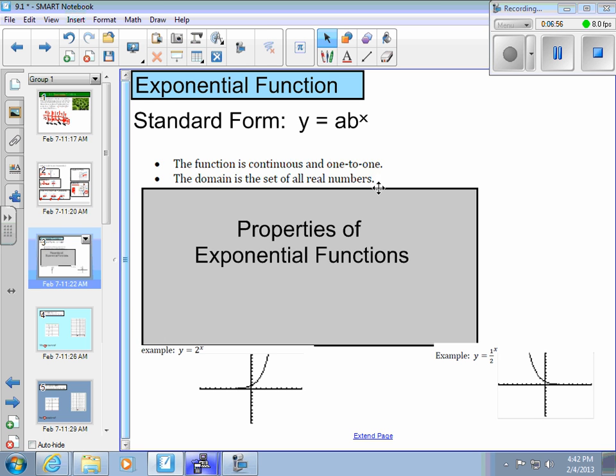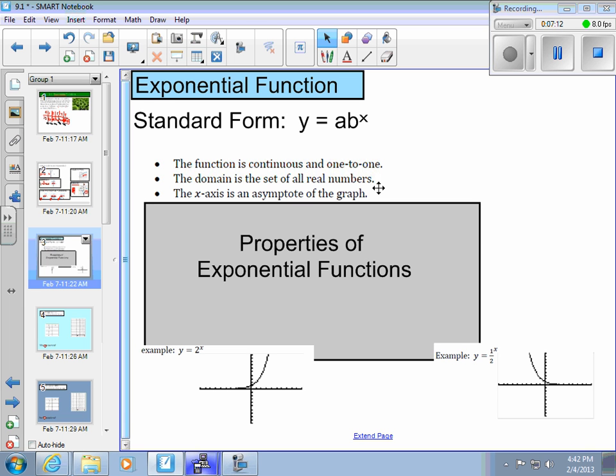Because of this, the domain, or your x's, is the set of all real numbers. You can put any x in here, and we're not going to get any bad results. There's not going to be any division by 0 or square roots of negatives or all that kind of stuff we talked about that restricts the domain. The x-axis is an asymptote for these functions. And we'll see in a little bit, when you look at some of these graphs, your graph gets close but never touches.